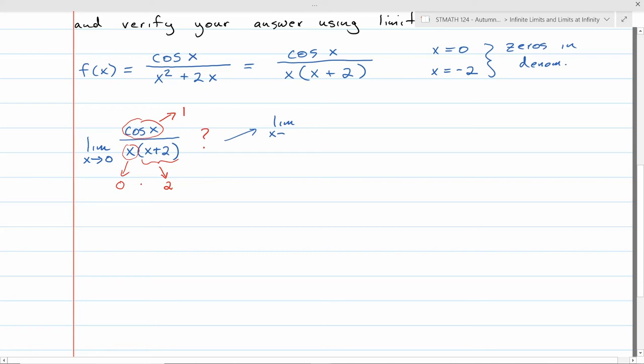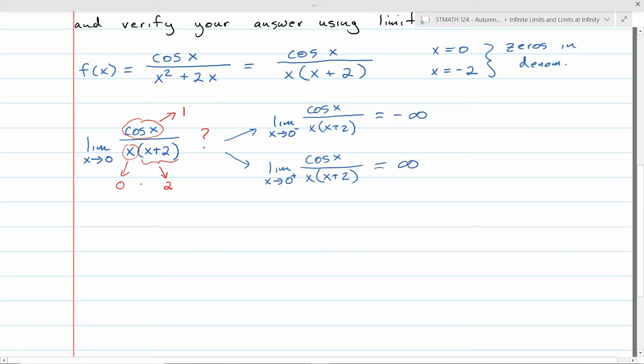So I'll do the limit as x goes to 0 on the left. Thinking about it just like I did a minute ago, I can see that the bottom's going to 0, but it's going to be negative. And the top's going to 1, so that's positive. So this is going to be negative infinity. And the limit on the right-hand side of 0 is going to be positive infinity, because the bottom's going to 0, but it's doing so in a positive way. And the top is also positive.